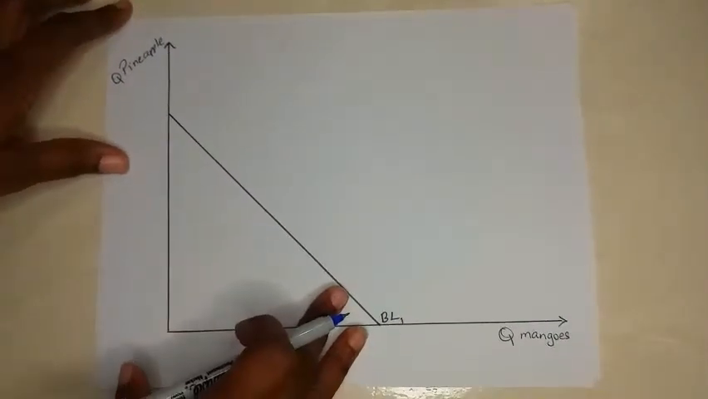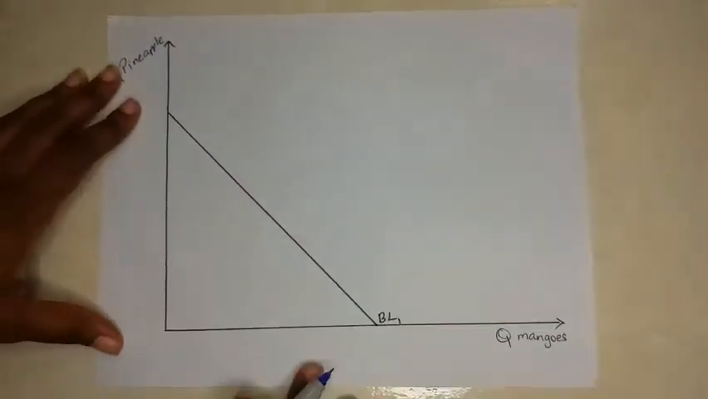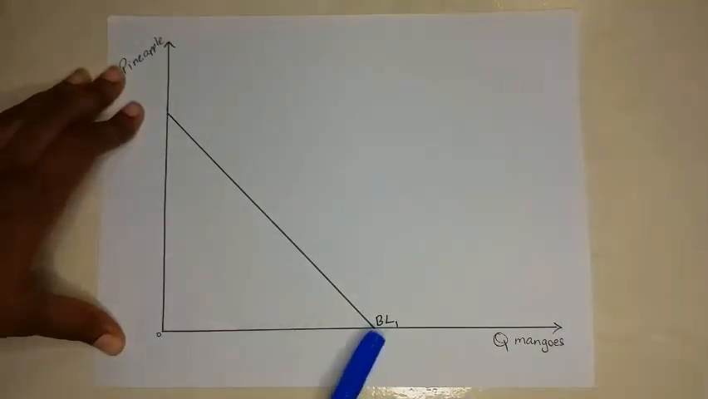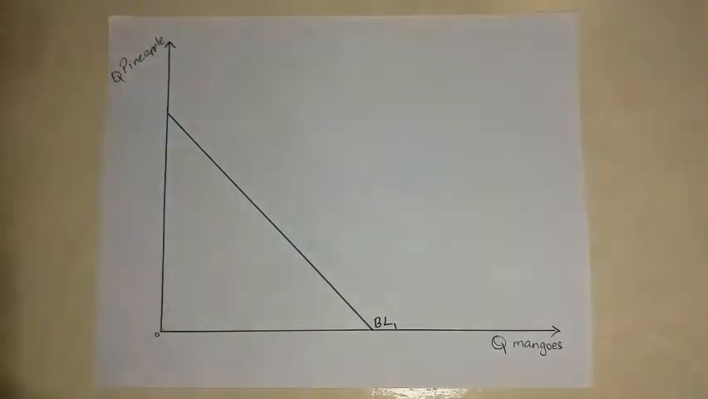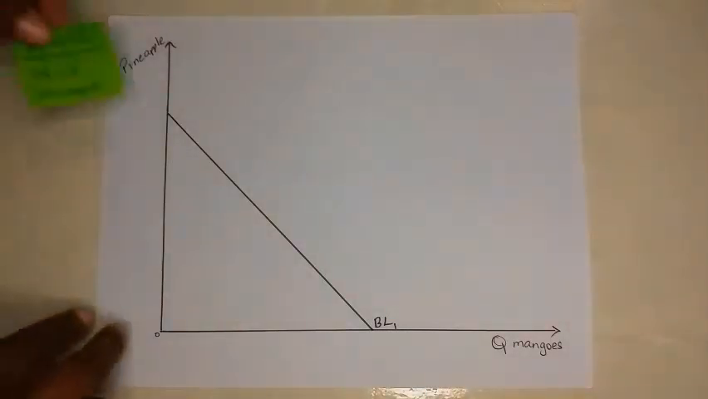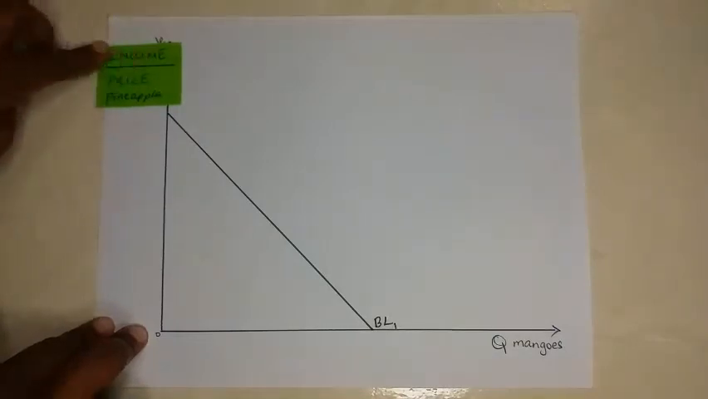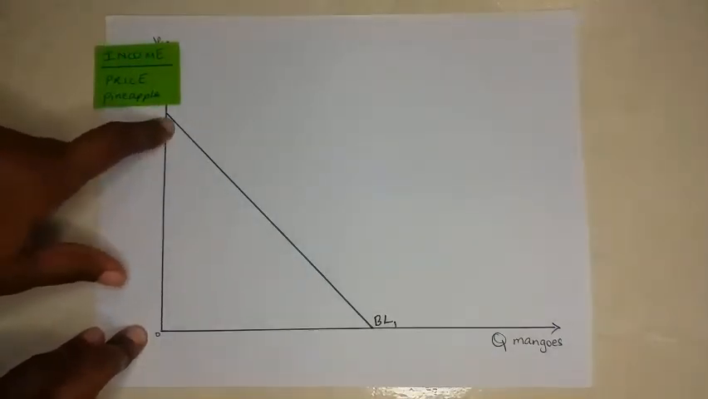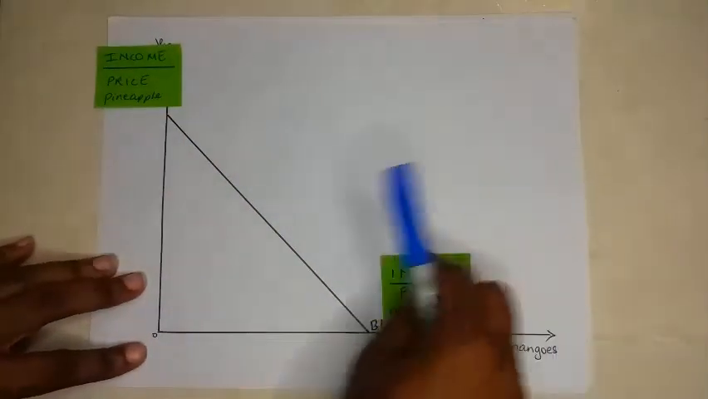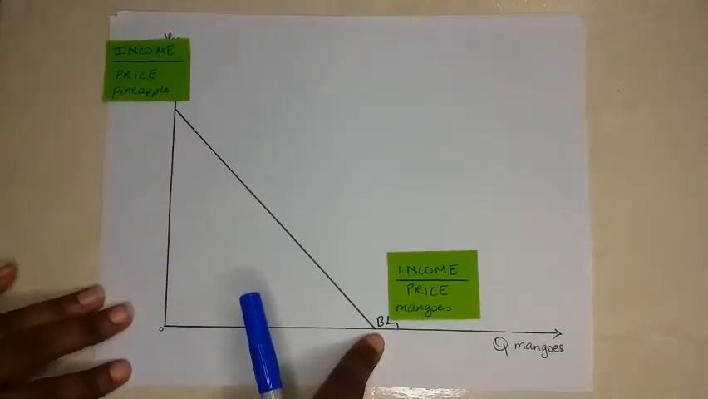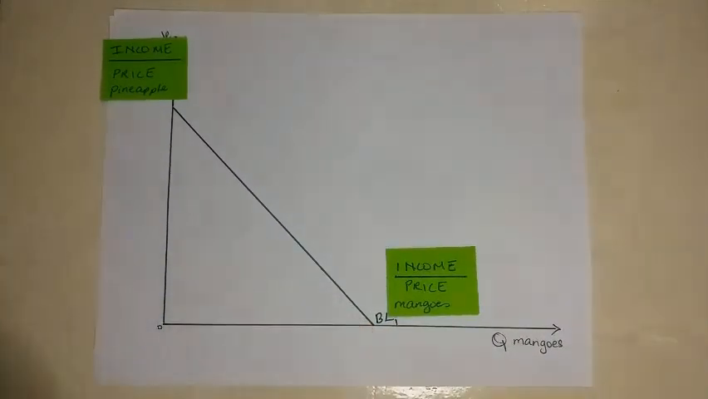And to show you how you would get these points here, this would be your origin here, 0. This point would be the maximum amount of mangoes that we can get if we spent all our income on mangoes, and this point would be the maximum number of pineapples we could get if we were to spend all our income on pineapples. And so this is how we would get these points. So this point would be your income divided by the price of pineapple. That will give you this point, and this point here would give us our point for income divided by the price of mangoes, the maximum amount.